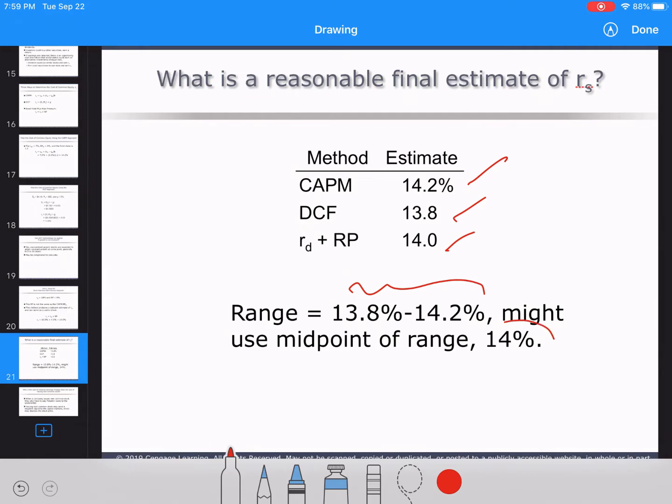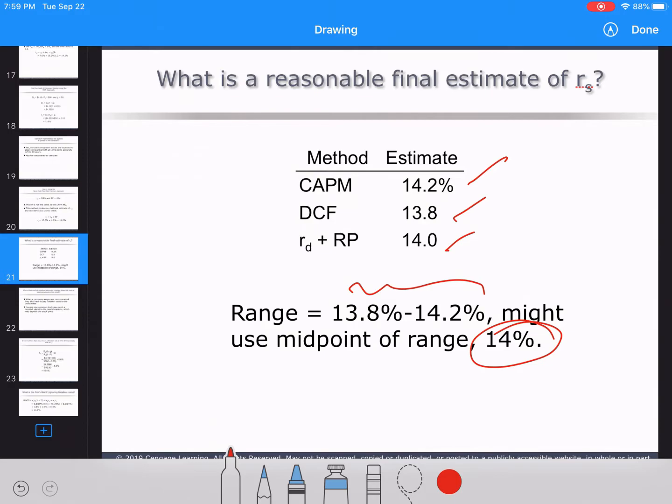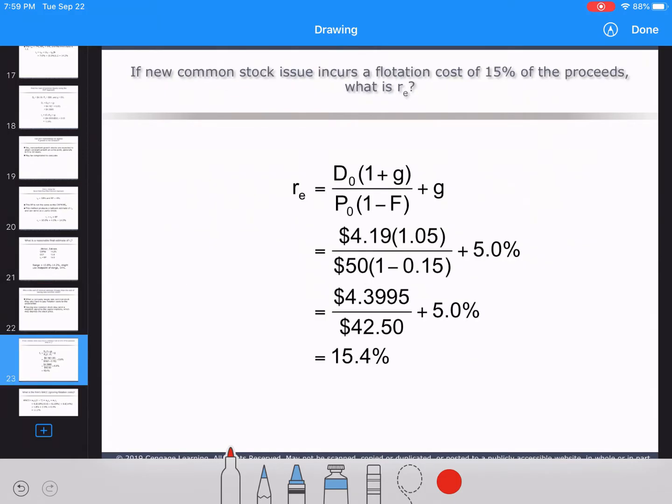So maybe the midpoint is 14%. So you now have all three returns. With that, you also understand that after your retained earnings are exhausted, you float your stock, and flotation cost is about 15% of the proceeds. So this is the thing that is in addition. Without flotation cost, if flotation cost is 0, you are back to the same equation.